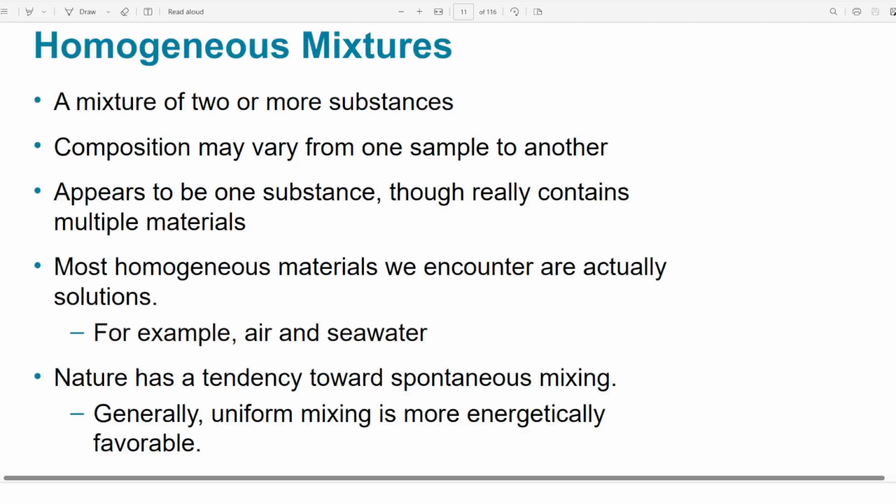Homogeneous mixtures are mixtures of two or more substances, where the composition can vary from one sample to another. They appear to be one substance, though really they contain multiple materials. Most homogeneous materials we encounter are actually solutions, for example, air and seawater, like we talked about earlier. Nature has a tendency toward spontaneous mixing, and generally uniform mixing is more energetically favorable.